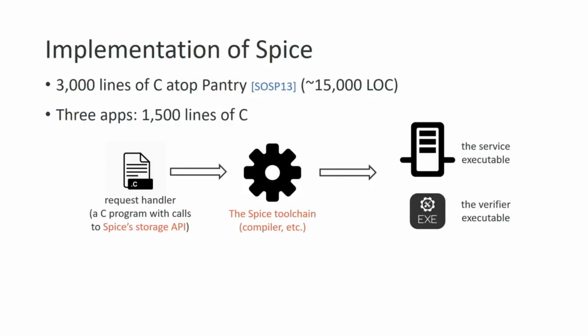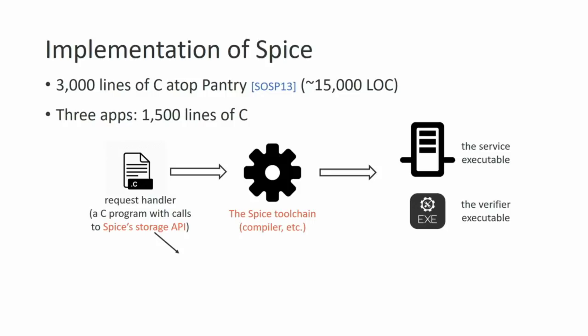We implement SPICE on top of Pantry. We also wrote 3 applications using SPICE, but SPICE includes a toolchain using which you can build many more applications. The toolchain takes as input a C program, which expresses a request handler, and then it outputs 2 executables, one for the service and one for the verifier. And this request handler can include arbitrary C code, and it can also call into SPICE's storage APIs.